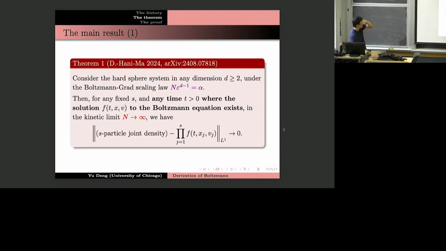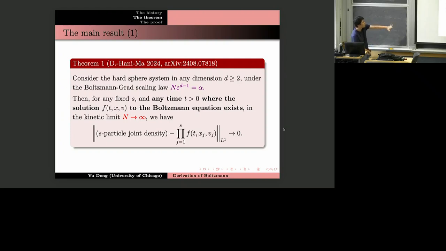Okay, so here's our theorem. This was the first theorem we proved, joint with Hani and Ma, in August 2024. Consider the hard-sphere system in any dimension d bigger than or equal to 2, under the Boltzmann-Grad scaling. Here alpha is either constant, or we can allow it to slowly go to infinity, like the log of the number of particles. Therefore, any fixed s is also allowed to go to infinity, but let's not get to that. And any positive time where the solution to the Boltzmann equation exists. So this is not just restricted to small time, but for arbitrary times, as long as you have a solution. Then in the kinetic limit, we have this.